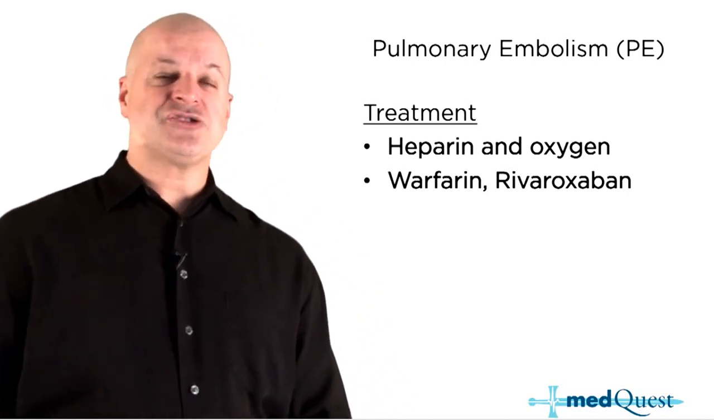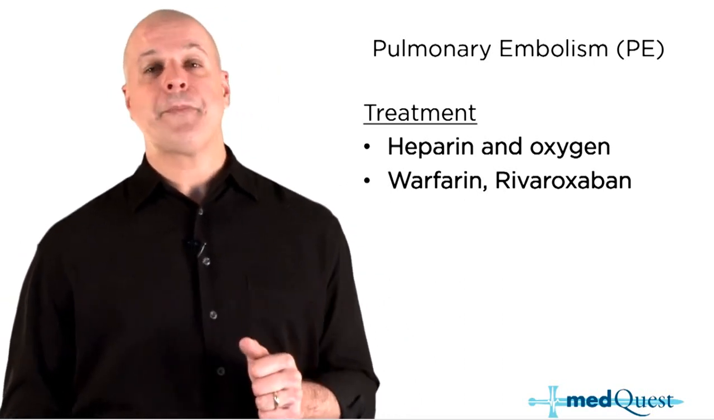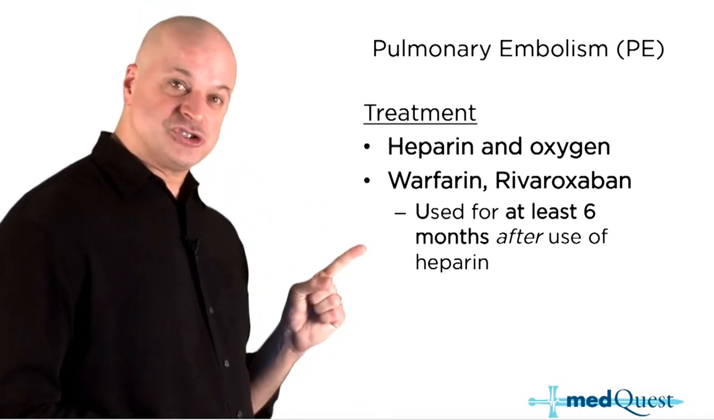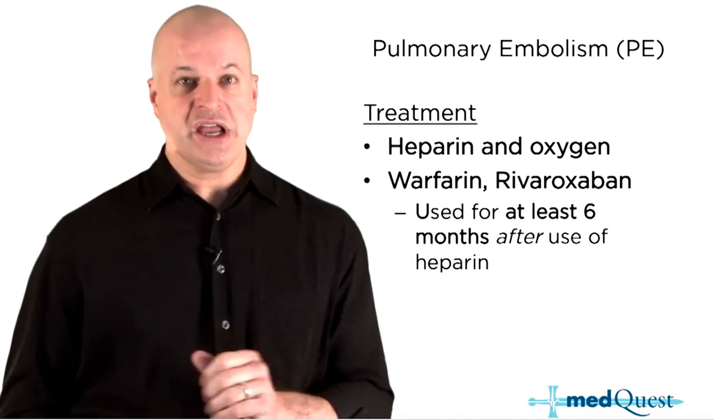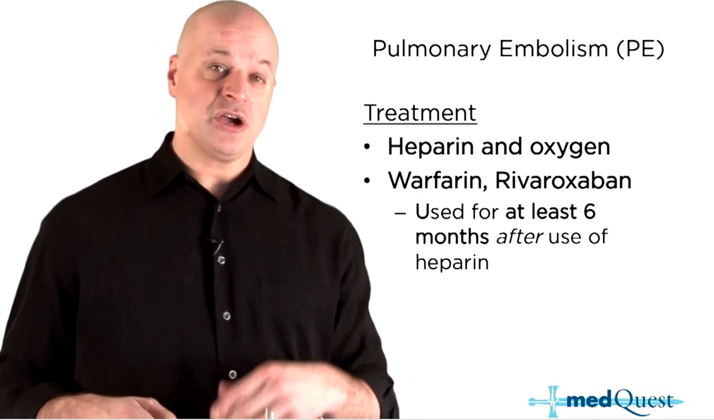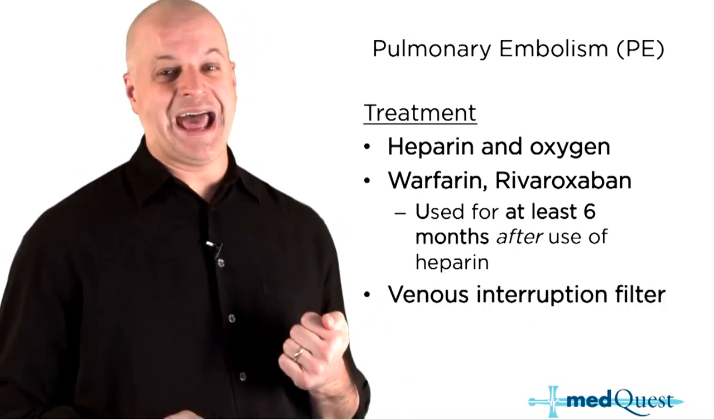Dabigatran has the indication for AFib. Dabigatran is not a standard for PEs. Rivaroxaban is. Both of them get used for 6 months of therapy. Warfarin to an INR of 2 to 3. What's the only time we can go above the 2 to 3 of the warfarin? The only time is for mitral valves.